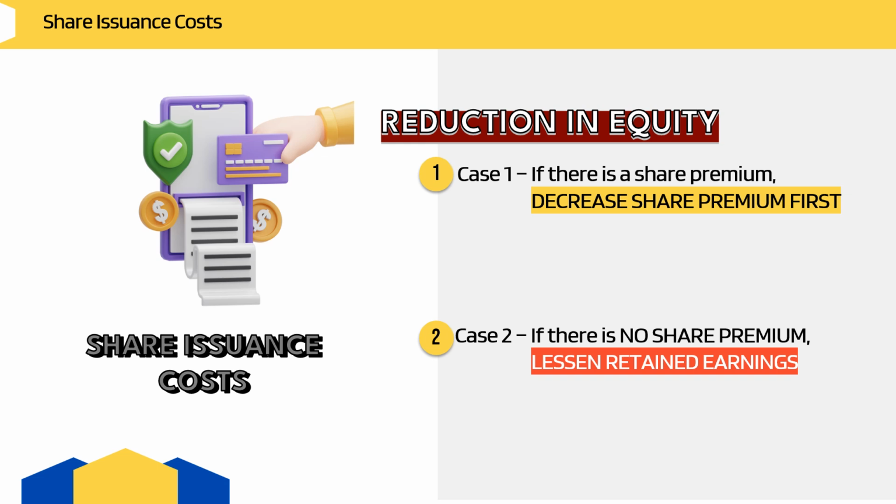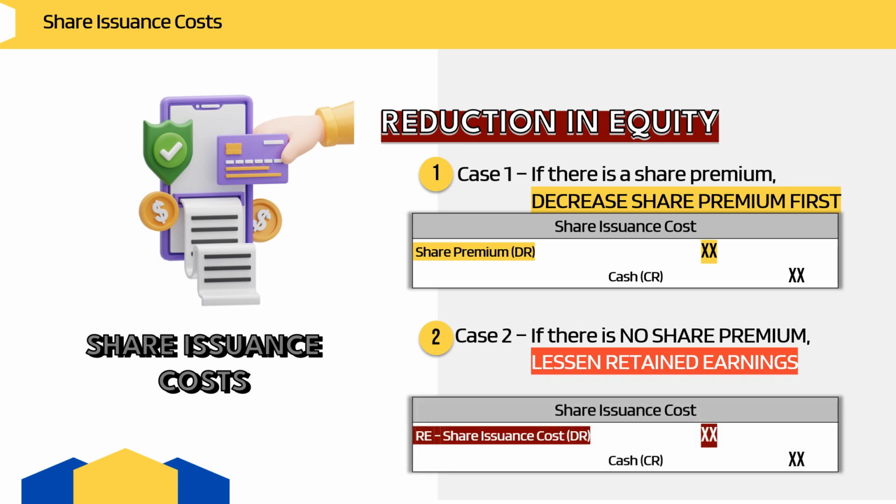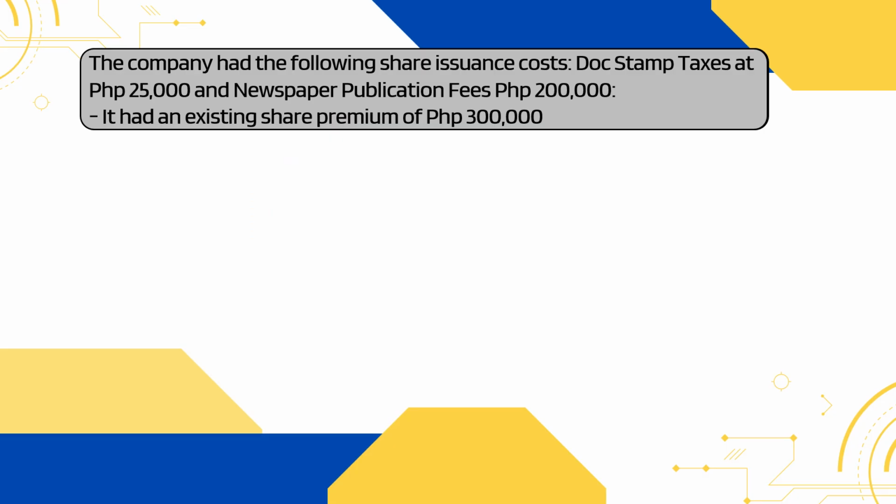Kapag may existence ka ng share premium, so if the corporation has share premium, yung share premium muna yung babawasan mo. So, CS APIC or share premium, credit cash. Pero kung wala, you will recognize it as an expense or as a loss that will directly lessen your retained earnings. So, how does it work?